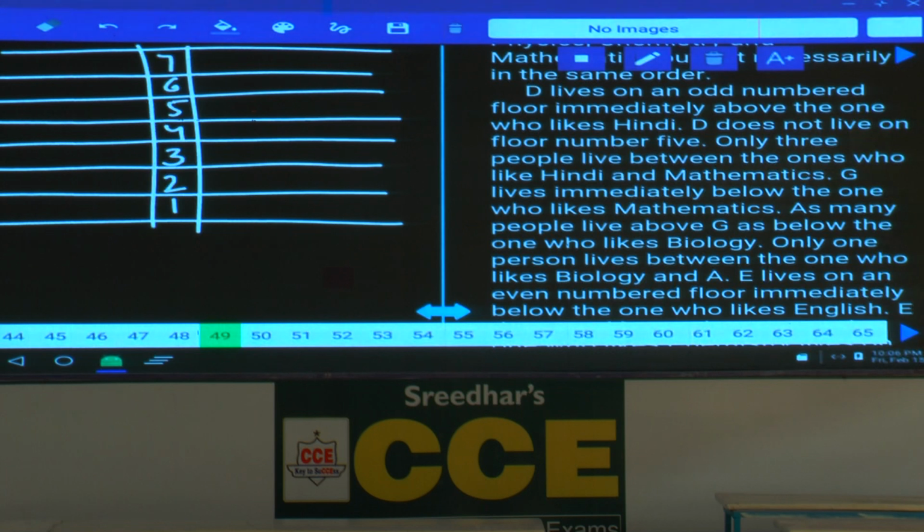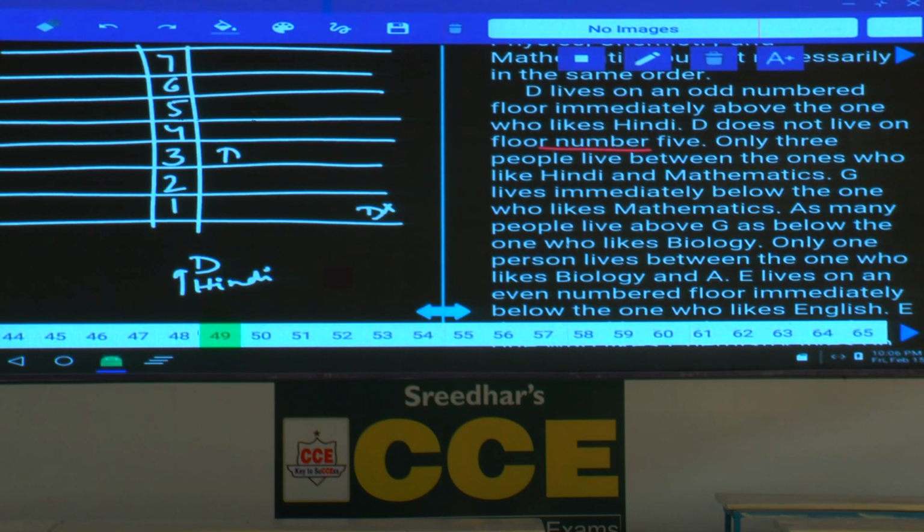Then condition number 1, D lives on an odd number floor immediately above the one who likes Hindi. Now D is immediately above the one who likes Hindi. Then how many possibilities here? D cannot be on the first floor. Are you following this one or not? Because if D is on the first floor, Hindi must be below this one, which is not possible. D cannot be on the first floor and D does not live on floor number 5 as well. Hence D cannot be on floor number 1, D cannot be on floor number 5. Then what are the 2 possibilities here? D can be either on the 3rd floor or on the 7th floor, isn't it?